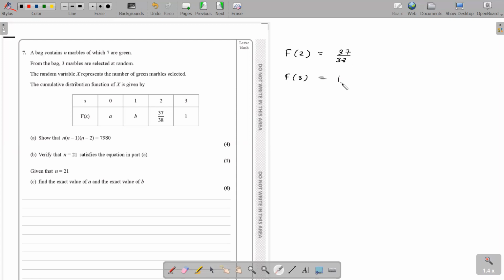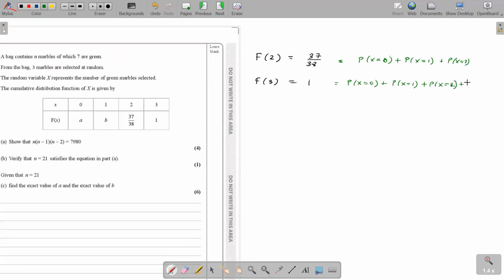Using these two, what can I find? From F3, the total probability, if I subtract F2, F2 means the probability is 0, 1, 2. What do you think I will get when I subtract these two? F2 represents the individual probability when x is 0, when x is 1, and when x is 2. F3 represents the individual probability when x is 0, x is 1, x is 2, and x is 3.